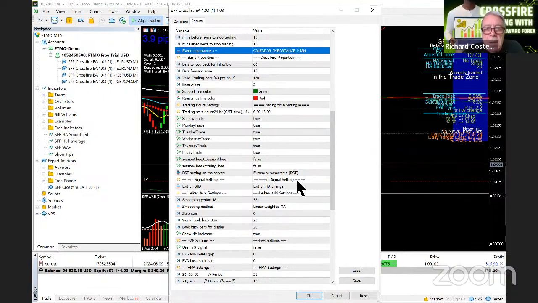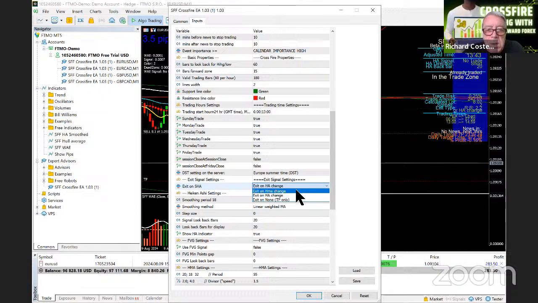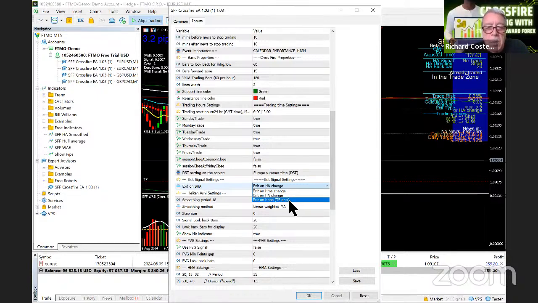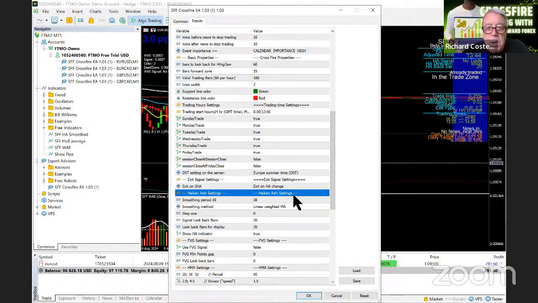You've got exit signal settings. So if you double click on that, you get a drop down menu and it'll say exit on HMA change. That's the Hull moving average. Well, I don't have that as part of my expert advisor. I do have exit on HA change. So that's when the Heikin-Ashi changes from down to up or up to down. Or you can have none. You can have it just to take you out when it reaches the take profit. I prefer the exit on Heikin-Ashi change. The values of the Heikin-Ashi I haven't changed. That's what came out of the box.